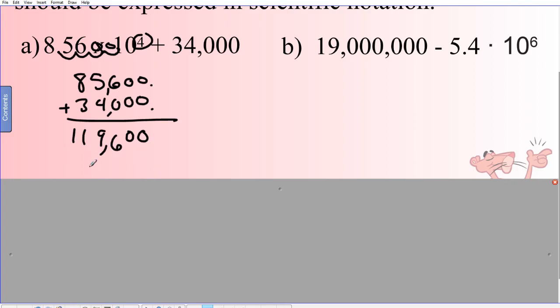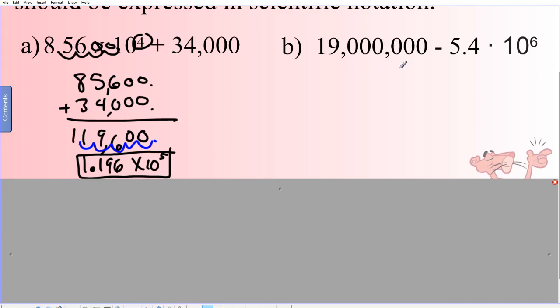And then we change it back into scientific notation. So this becomes 1.196 times 10 to what power? Well, I'm going to move the decimal from here to here. 1, 2, 3, 4, 5 places. So this is 1.196 times 10 to the 5th power. I changed everything into standard form, I did the math, changed it back into scientific notation. Letter B.